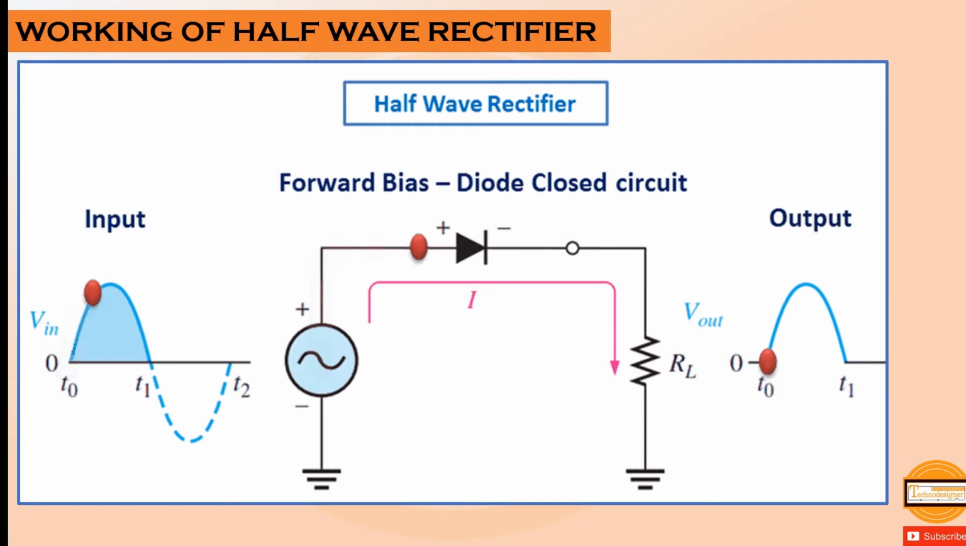Working of half-wave rectifier. When a sinusoidal waveform is given as input to a circuit which has a diode in it, as shown in the figure, the diode conducts in forward condition only and allows the positive half cycle to pass through it and removes the negative half cycle. In this way we get only a positive half cycle at the output of the half-wave rectifier. So we can say that a half-wave rectifier allows only the positive half cycle to pass through it.